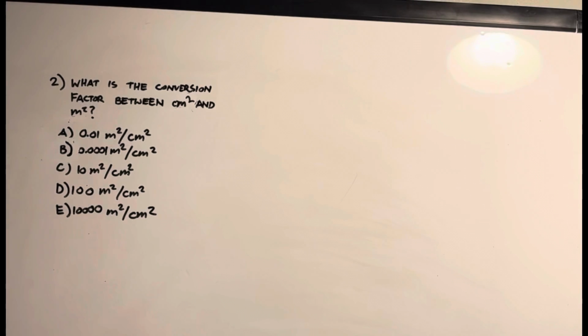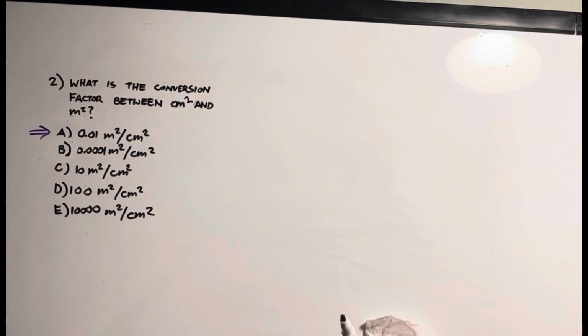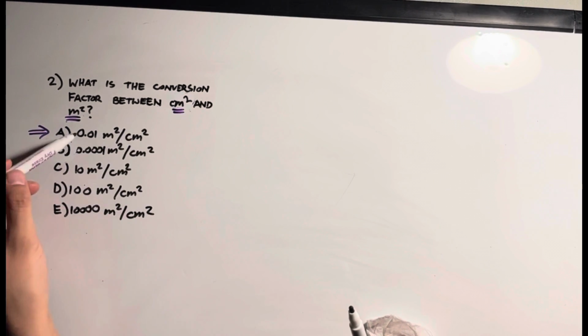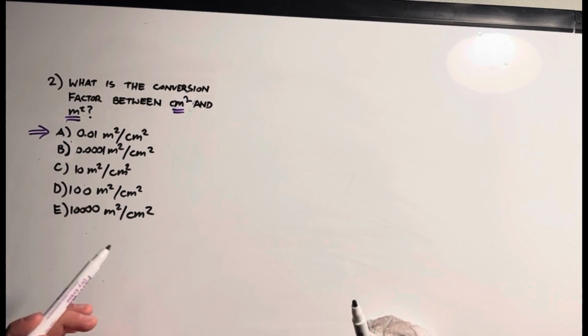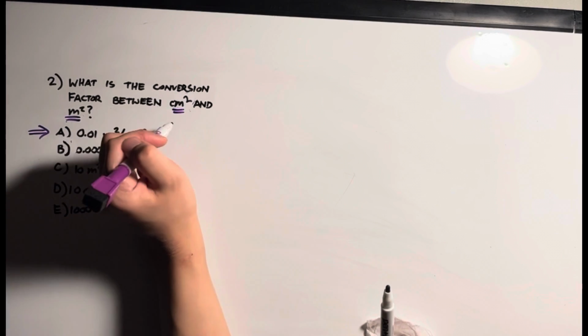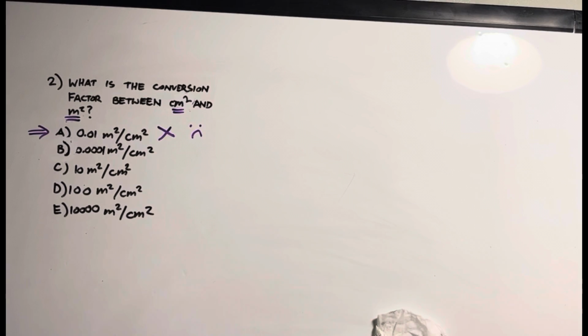Okay, so let's take a look at the first problem I got incorrect. What is the conversion factor between centimeters squared and meters squared? My first choice of answer was A. Now this is incorrect because I did not actually pay attention to the units, and instead of converting from centimeters squared to meters squared, I actually went from centimeters alone to meters. So this is incorrect. So how do we actually find the answer?